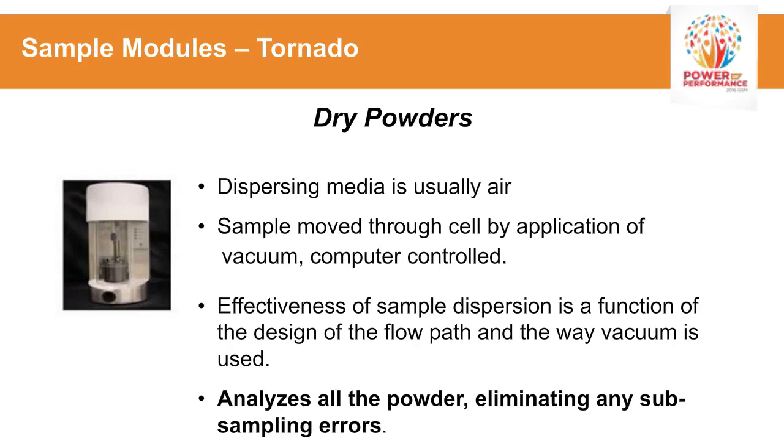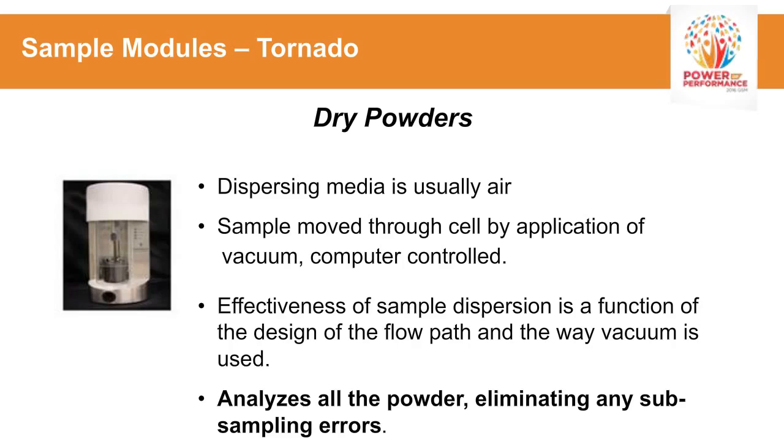Effectively, the dispersion is controlled by the vacuum and the flow path, and I'll show you some schematics of that in a moment. But one key thing about this dry powder system is that it analyzes all the powder that you give it. That's what dictates how long the instrument is going to run. So you might add, depending on the size distribution, half a gram to maybe a couple of grams. The bigger the particles are, the more volume of powder you might have to run in a short period of time.